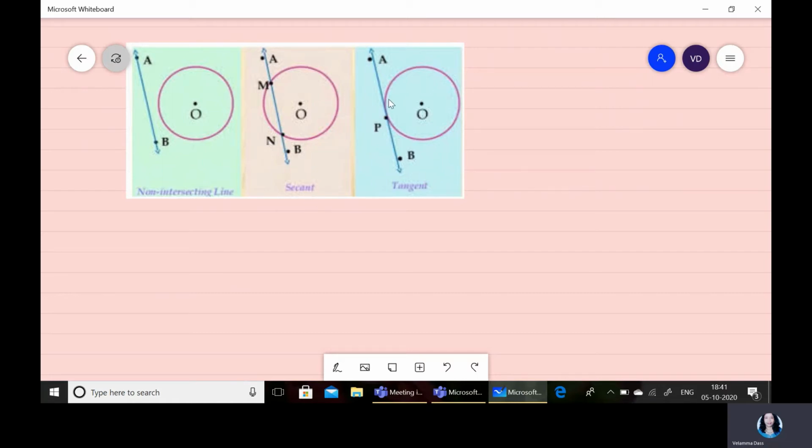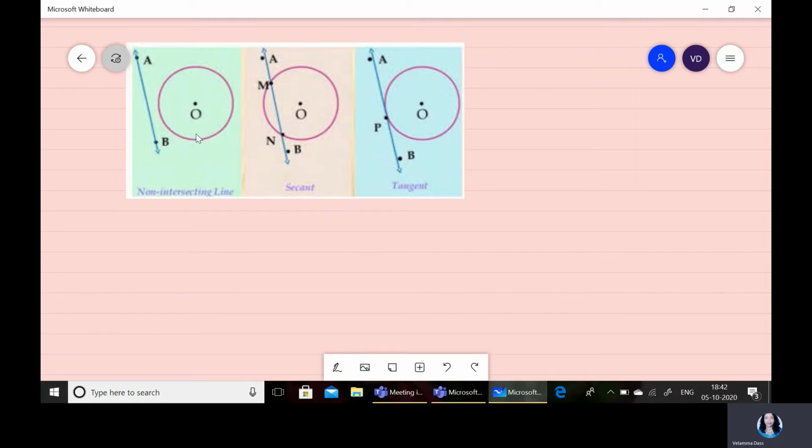If the line is intersecting or touching the circle at one and only one point, then this line is called a tangent. And what is this point P called, students? It is called the point of contact.